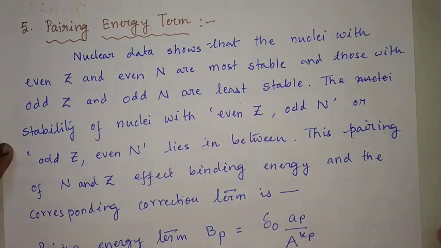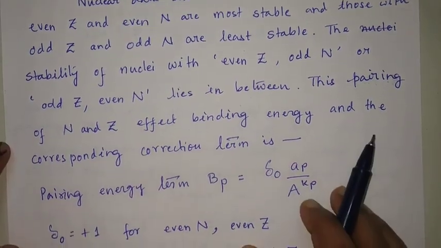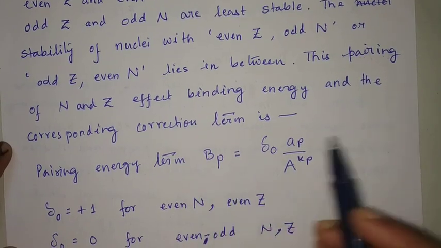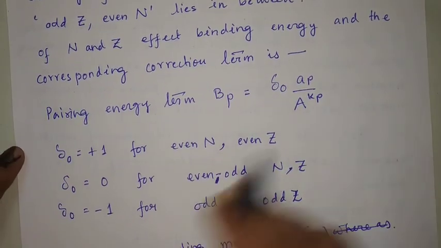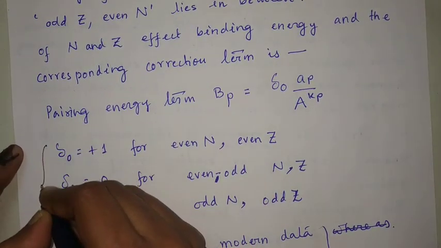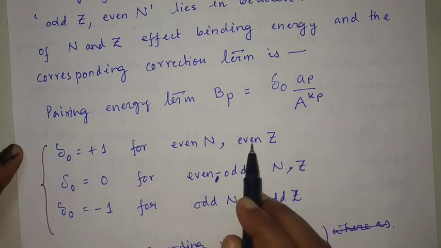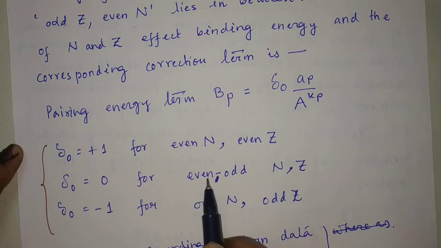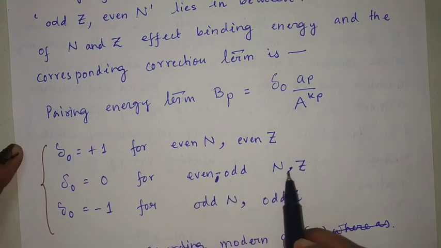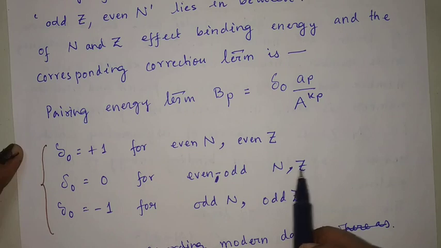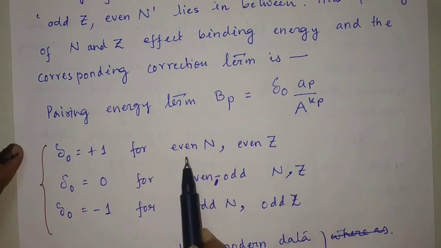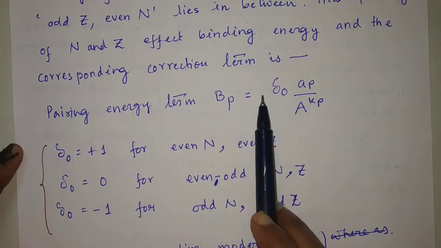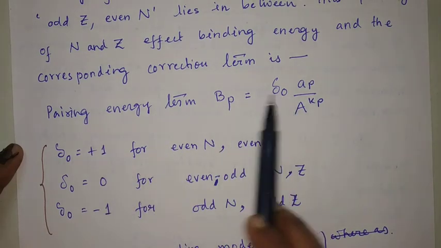Those that are least stable have the least binding energy, and the corresponding correction term is called the pairing energy term, BP, which is delta 0 AP divided by A to the power KP. Where delta 0 is plus 1 for even neutron, even proton. Delta 0 is 0 for an even-odd pair of neutron and proton: either neutron is even and proton is odd, or neutron is odd and proton is even. Then delta 0 is minus 1 for odd neutron and odd proton. So if delta 0 is plus 1, the BP term becomes positive.